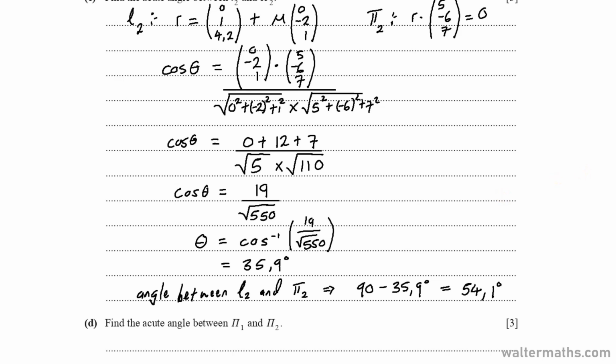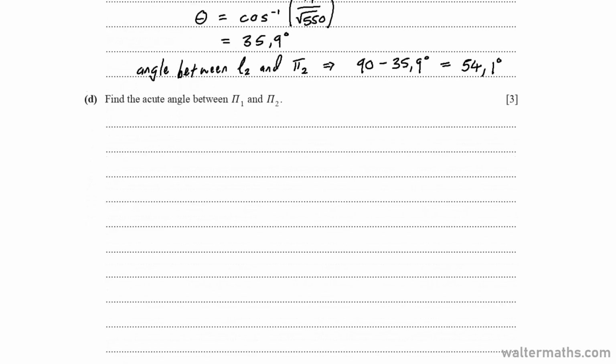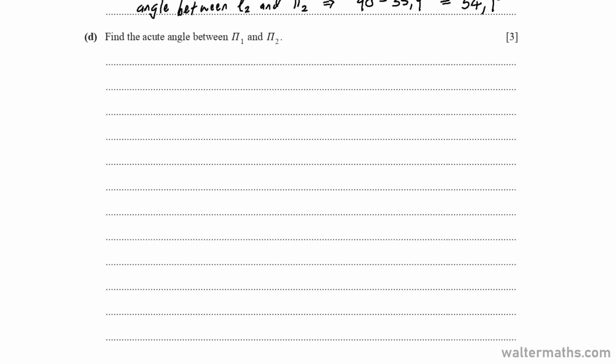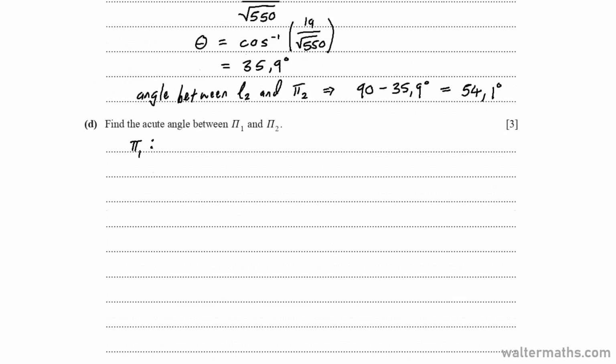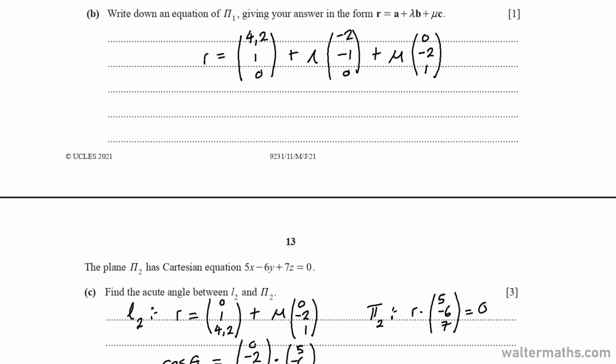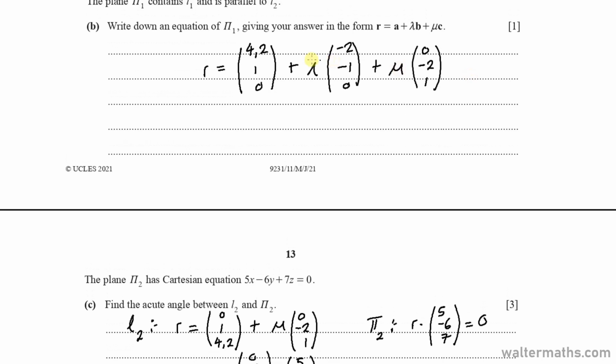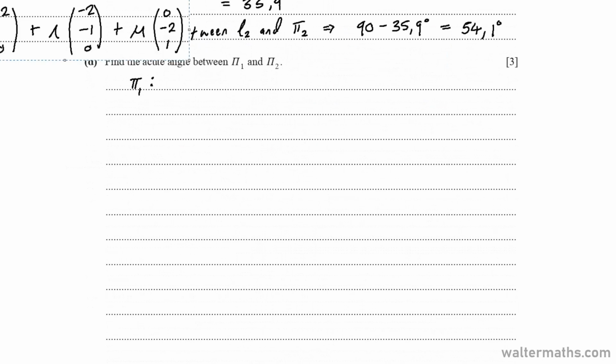Let's go on to part D. Part D goes, find the acute angle between pi1 and pi2. Alright, so again, we're going to need the equations to the planes. Let's start with the plane pi1. Now, the plane pi1, we got it as this one here. That's the equation of the plane pi1. So I'll just take this and I'll just paste it here.